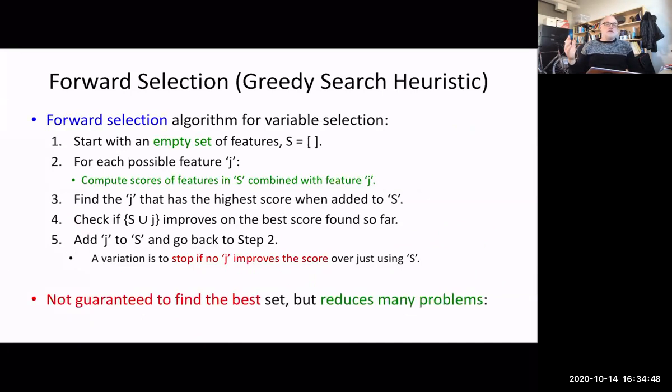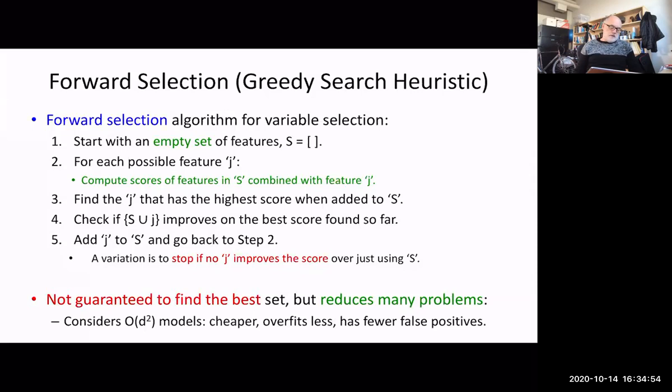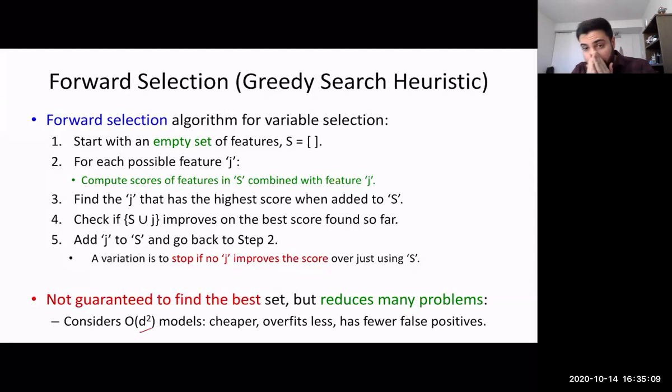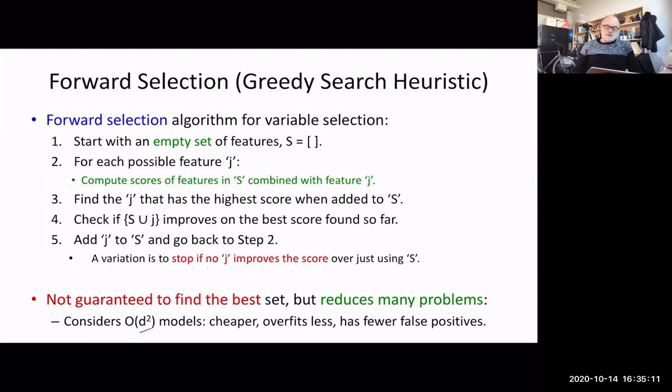Obviously, this is not searching over the entire combinatorial space, so it's not guaranteed to find the best set, but it reduces many problems. First of all, it only considers a quadratic number of models in the number of features rather than exponential. It's cheaper, obviously, as a result. It overfits less in the overfitting to the validation set sense, and as a result has fewer false positives. So it's good.